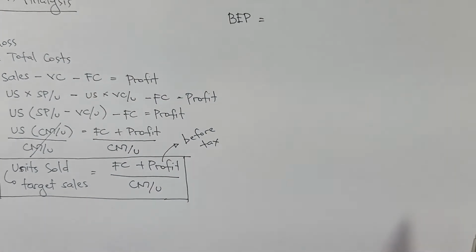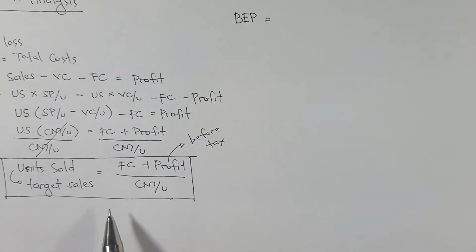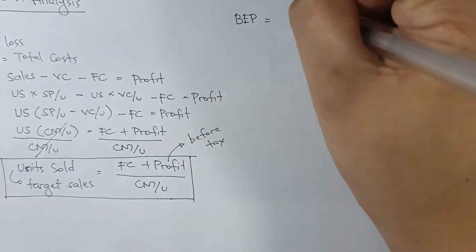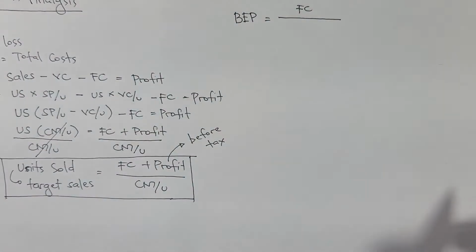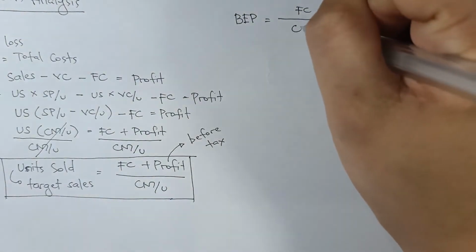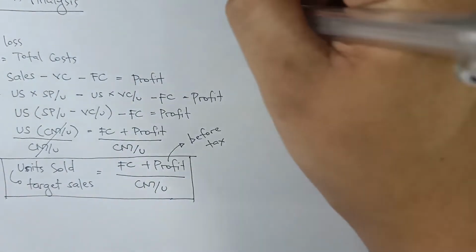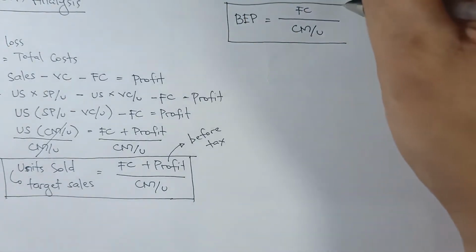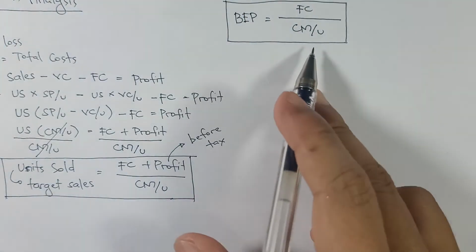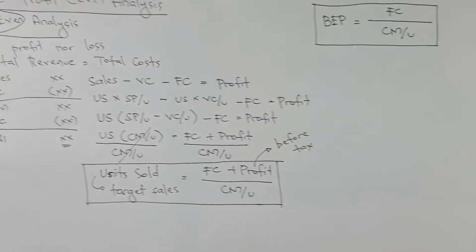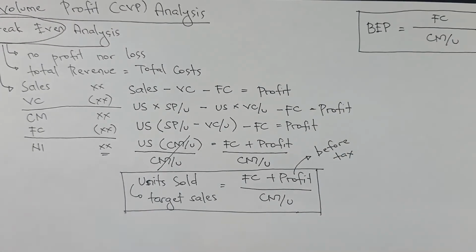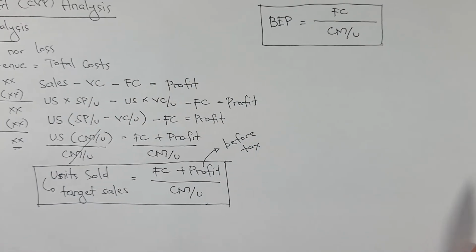So, ibig sabihin ngayon, same computation tayo dito. It's just that the numerator will just be the fixed cost. Sir, bakit fixed cost lang? Because at break-even, wala po tayong profit. So, the computation now is just equal to fixed cost divided by the contribution margin per unit. So, ganun po nagawa yung computation natin ng break-even point. Hindi lang yan hinulaan, but rather dinerive natin yan from the computation of net income itself. So, hopefully, nagets mo yan.